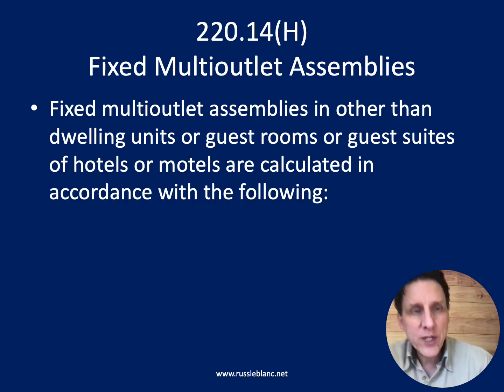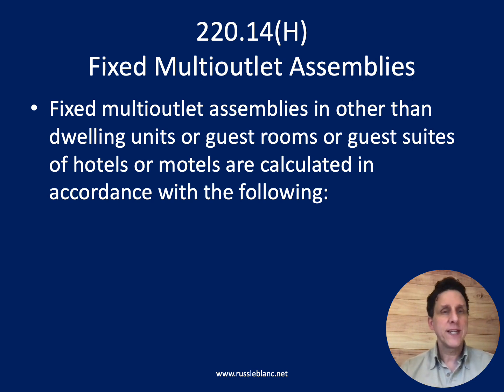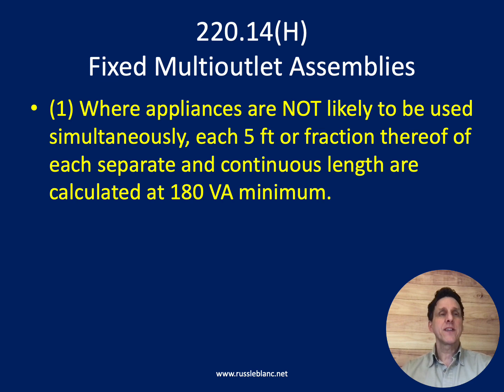All right, we are looking at 220.14(H) for fixed multi-outlet assemblies. In that section, it says this: fixed multi-outlet assemblies in other than dwelling units or guest rooms or guest suites of hotels or motels are calculated in accordance with the following. And there's two provisions there. Provision 1 says this: where appliances are not likely to be used simultaneously, each 5 foot or fraction thereof, each separate and continuous length, is calculated at 180 volt-amps.